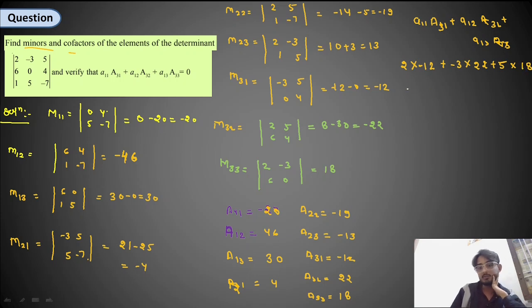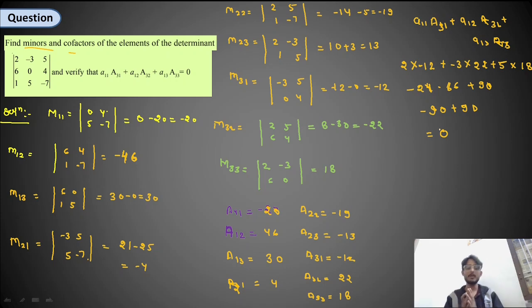So 12 twos are 24, minus 24, plus 22 into 3, minus 66, plus 18 fives are 90. So minus 24 and minus 66 is minus 90, minus 90 plus 90. So when you solve this you will get 0. Okay, we have verified this given equation.